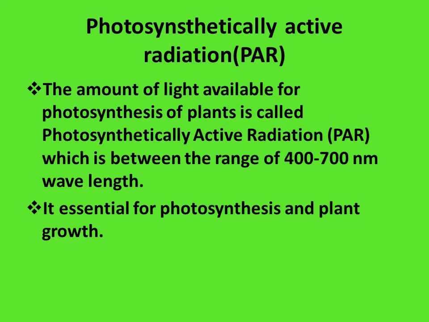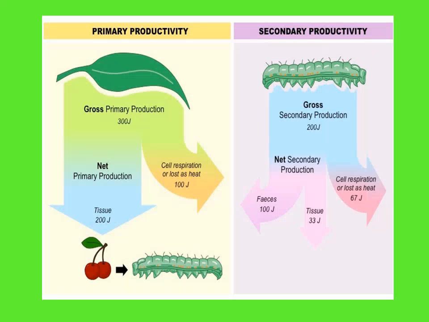Above 700 nanometer cannot be accepted by the plant. Below 400 cannot be accepted by the plant, as it is not suitable for photosynthesis. So 400 to 700 nanometer is the active range of photosynthesis. In that wavelength only can they absorb sunlight.